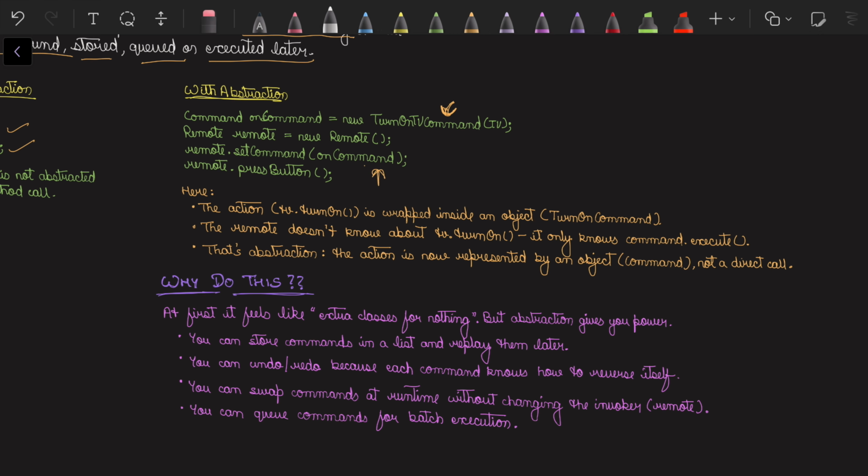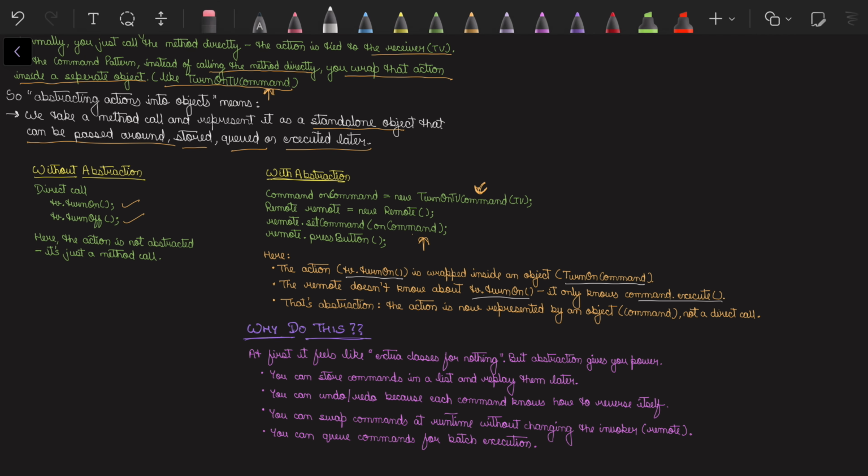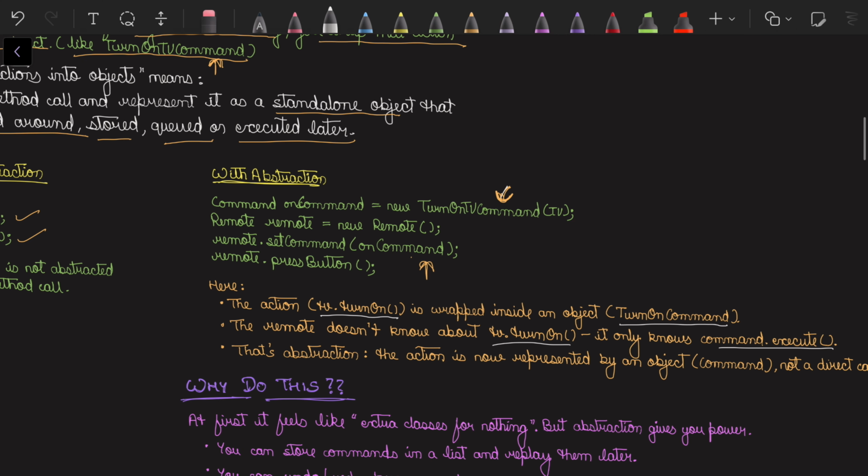Here the action tv.turn on is wrapped inside an object, the turn on command. The remote doesn't know about tv.turn on, it only knows command.execute. That's abstraction. The action is now represented by an object, the command, not a direct call. So we have successfully converted that action into an object, and we are passing that command inside the set command so that it can be executed.